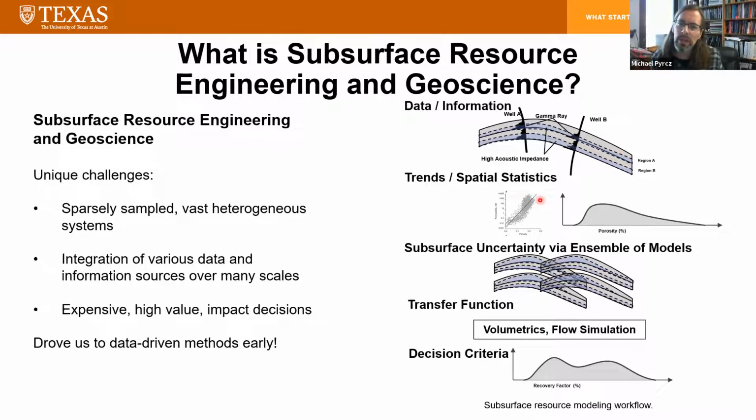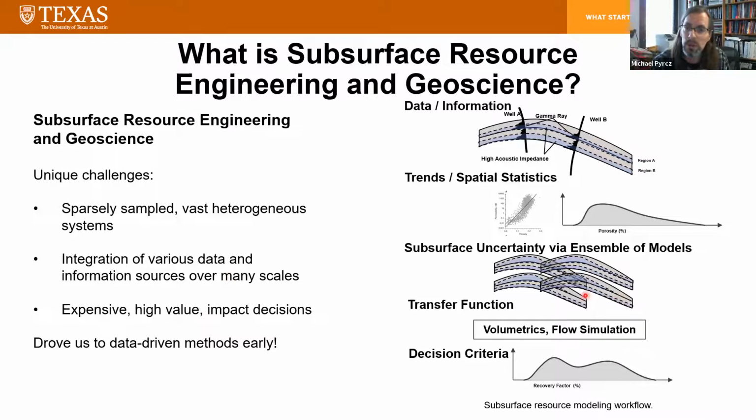Then what we do is we take that information, we build an ensemble of models. The models represent the uncertainty of the subsurface. Why? Uncertainty is our friend. We have very sparse data. We have very heterogeneous, vast systems to work with, and we have to work with many different data types, and all of our data has uncertainty. The result is we have uncertainty in everything we do.